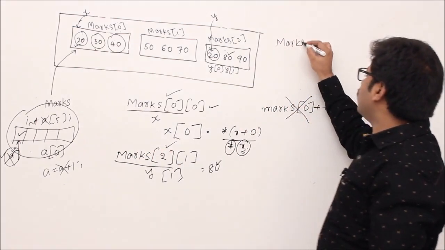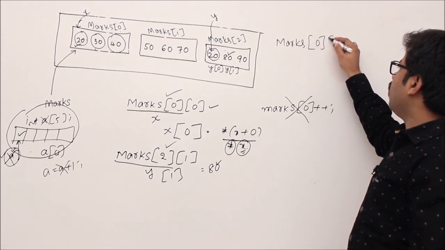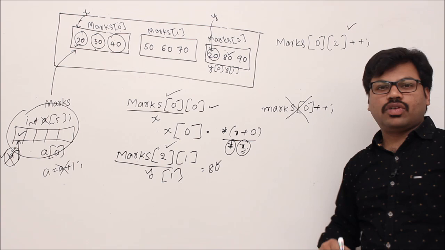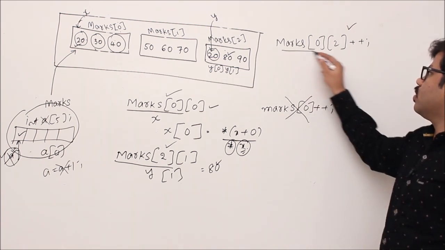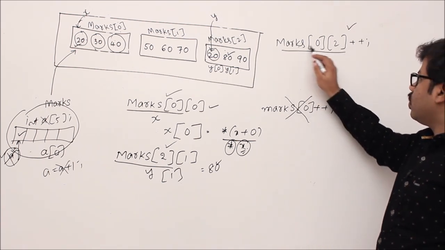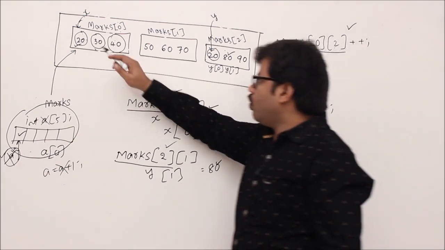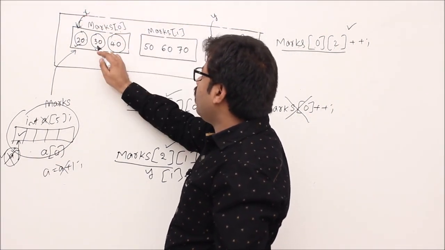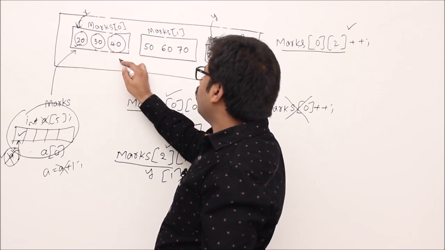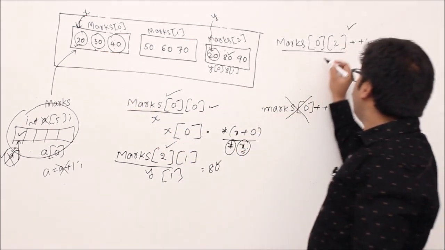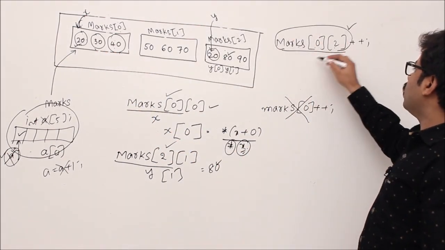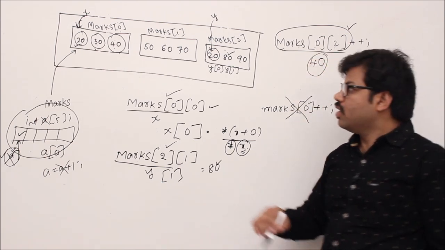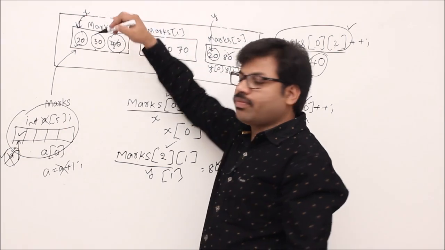What is that? Marks of 0, 2 can be modified. If I do plus plus, I am modifying marks of 0, 2. So why is it allowed? Simple. If you do marks of 0, 2, the pointer comes here on that 0, 1, 2, this one, right? So it's a value. Marks of 0, 2 will be resolved to a value which is 40, then 40 can be incremented, right? So this position can be incremented.